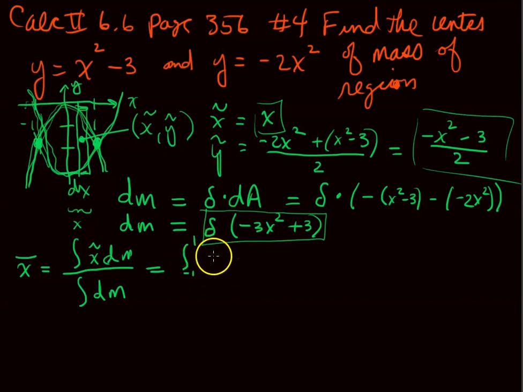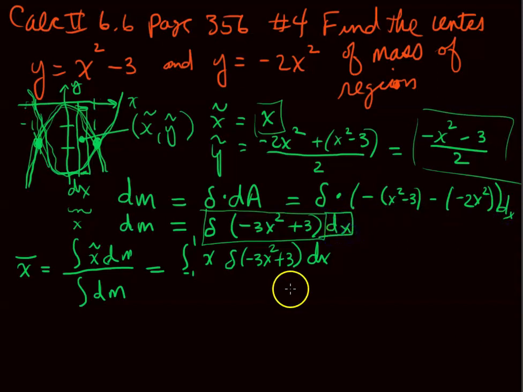The x tilde is just x. The dm is the delta, negative 3x squared plus 3 dx. Oops, I forgot the dx here, didn't I? All these need a dx. It's an x. Over, well, this is going to be the same, the integral of delta negative 3x squared plus 3 dx.